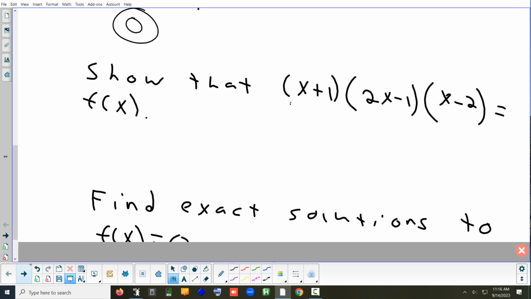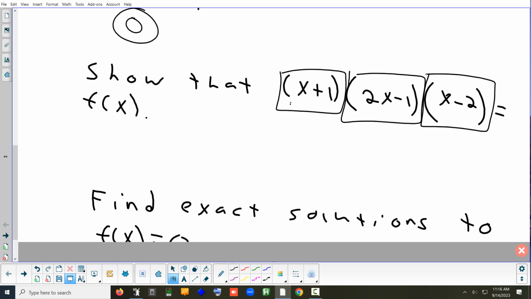Okay, how did I do that? Well, if you have something factored and you set it equal to 0, all you have to do to solve it is find the number that would make this come out to 0, that come out to 0, and that come out to 0. -1, 1/2, 2. Now, if you couldn't factor it, we can use the calculator.